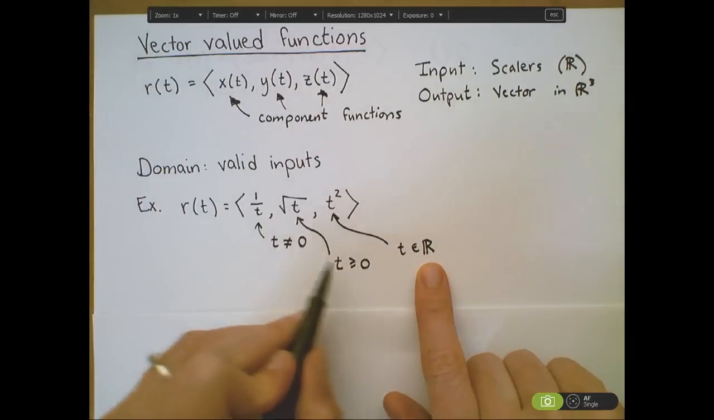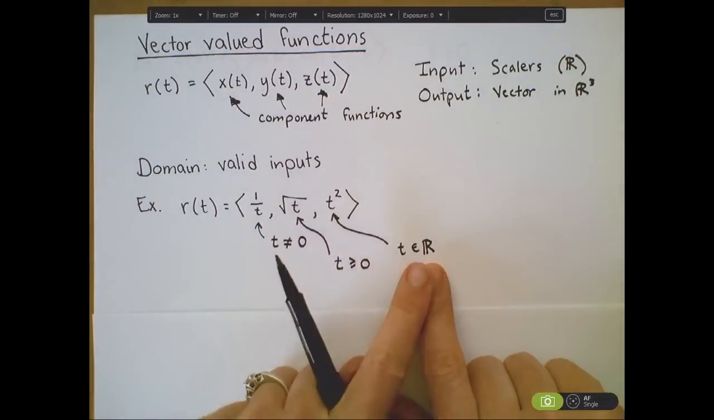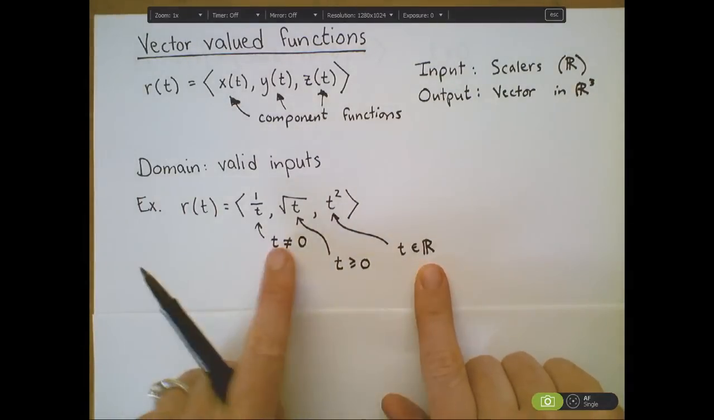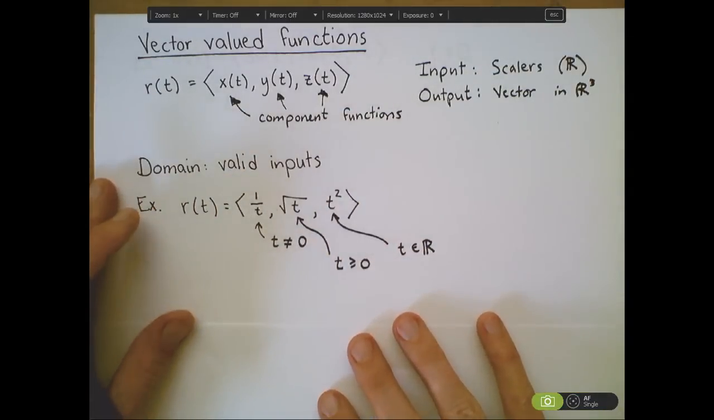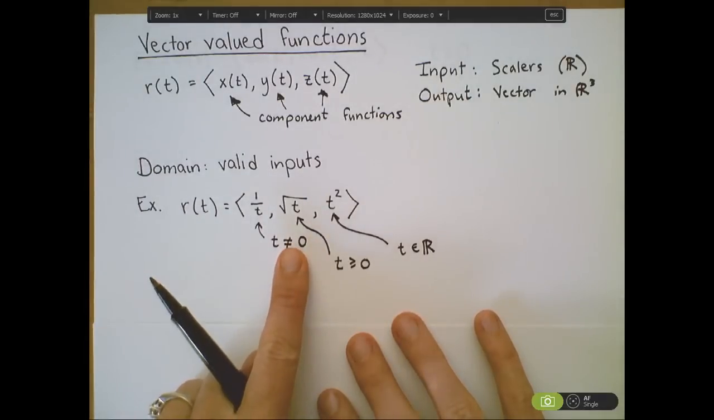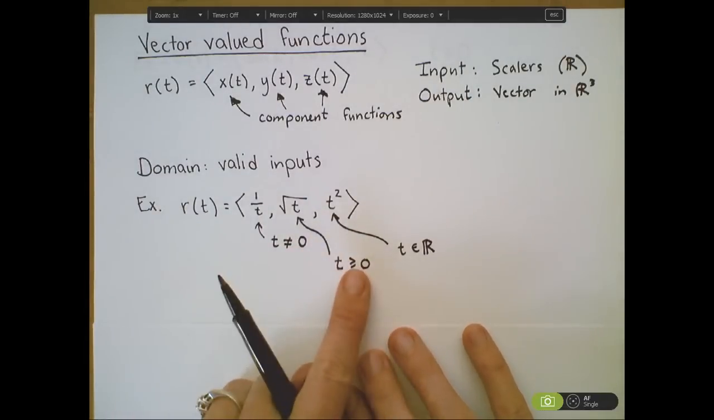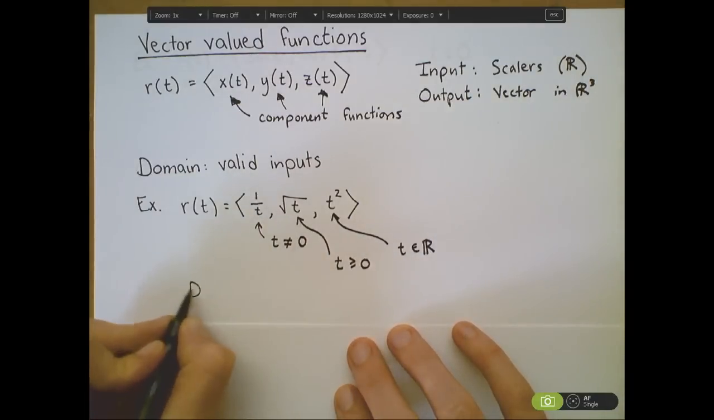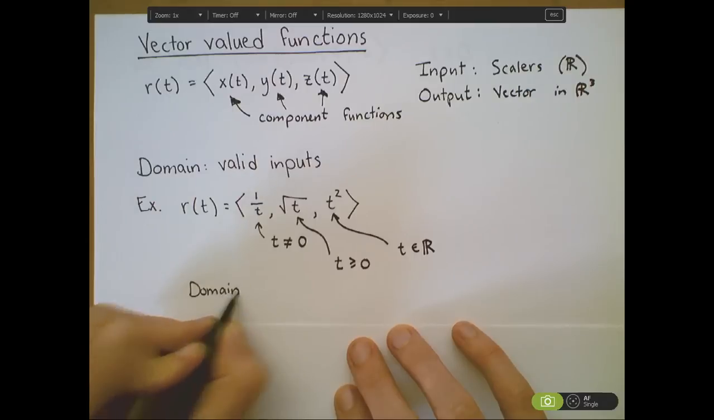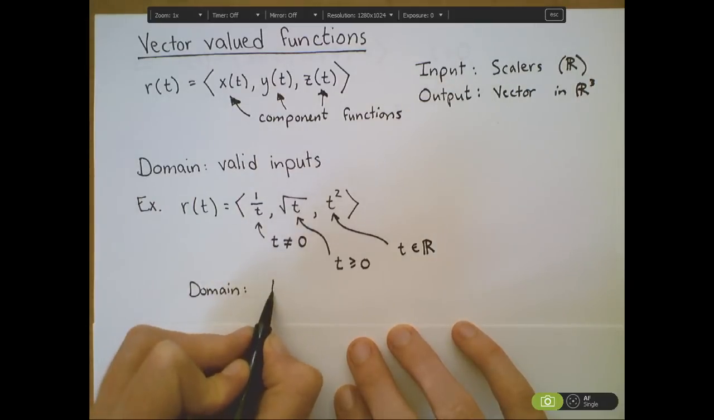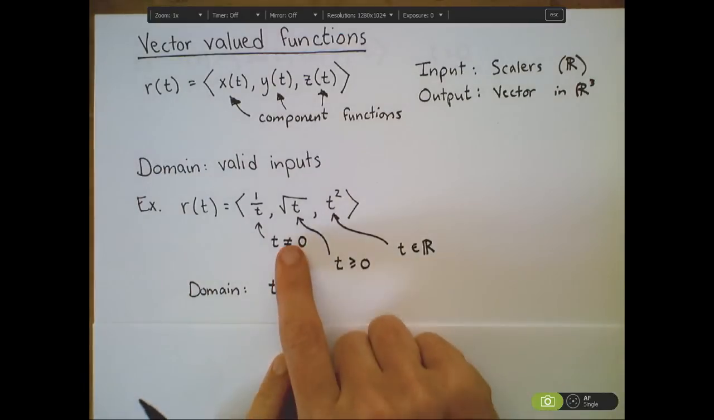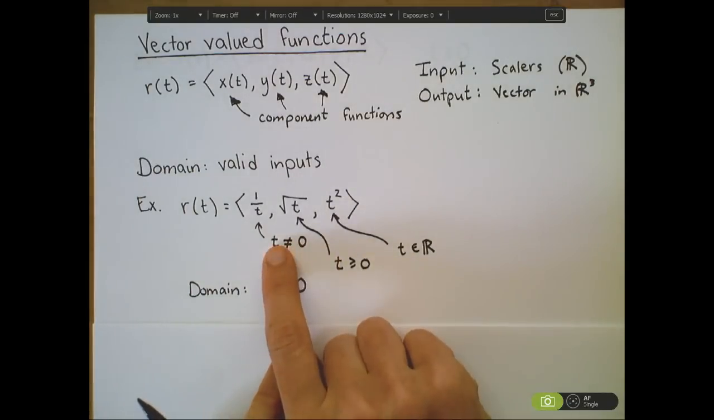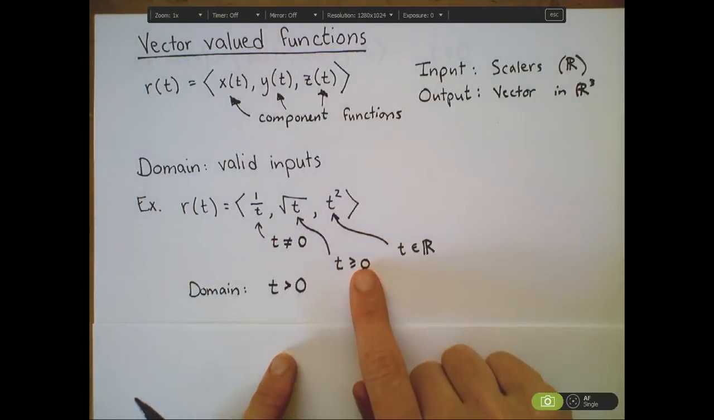How can I use each of the inputs? Does that mean that I have 3 different domains? No, I don't have 3 different domains. All of these have to be valid. So it means that t cannot be equal to 0, and t has to be greater than or equal to 0. So in this case, my domain is going to be the t values that are strictly greater than 0, because I need to include both of these restrictions. It can't be equal to 0, and it also can't be negative.